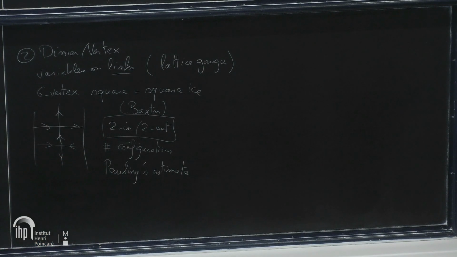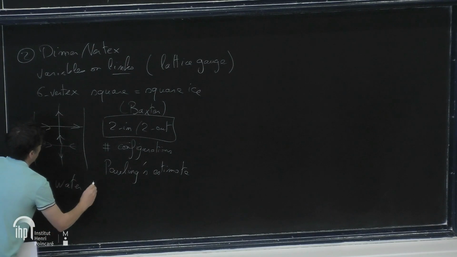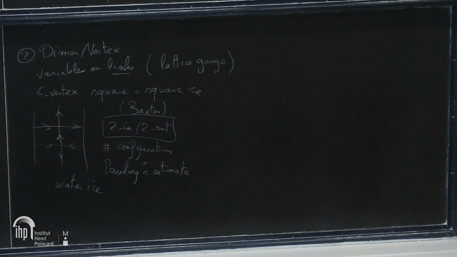And let me tell you the story, actually. Because it's almost a century ago, people were interested in water ice. So the water ice we love in summer. It's the usual form of water ice. It's on a diamond lattice. And there is some chemistry, covalent bonds, and so on. But at the end of the day, it means that 2 of the hydrogens are closer to 1 oxygen rather than the other. So it's like 2 in, 2 out also. So you have 2 hydrogens close and 2 far.